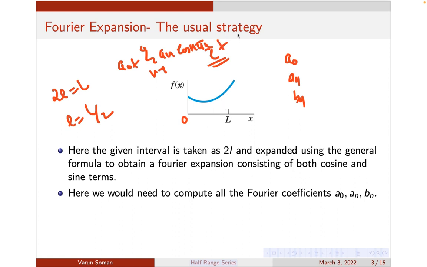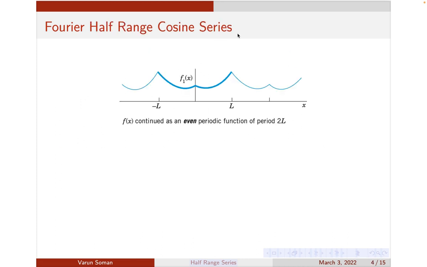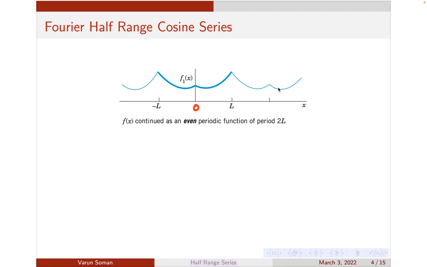Another way is that I will extend this as an even function. For example, if I extend this as an even function, the function will be symmetric about the y-axis. My interval is actually 0 to L. This is the original function which is defined in the interval 0 to L. I'll extend this interval to minus L to L as an even function. So what will happen in this case? Your 2L is now 2 capital L, because this is the bigger interval. This is the interval which I am considering here.